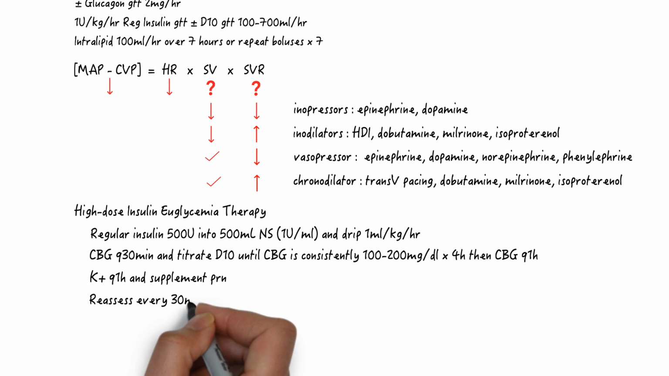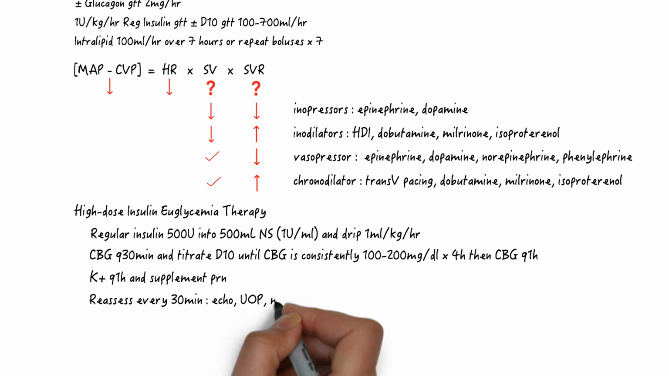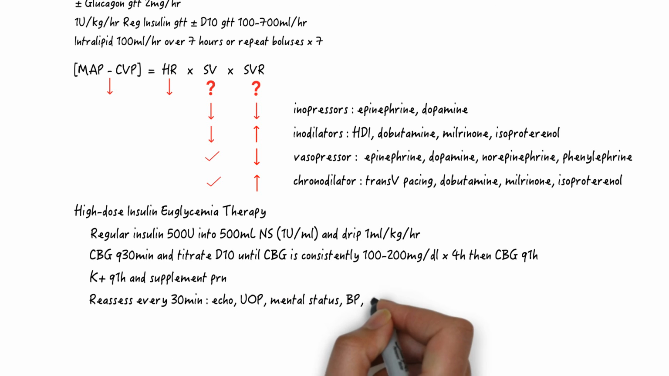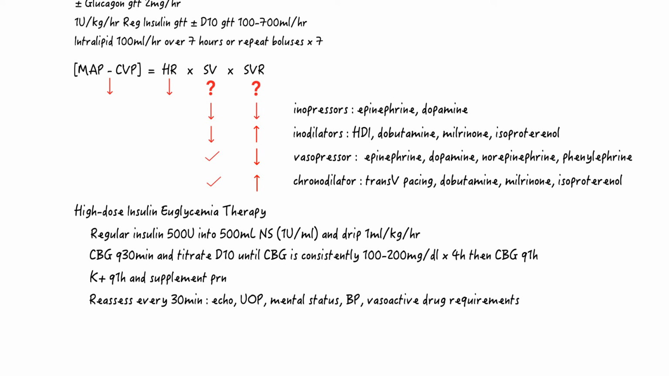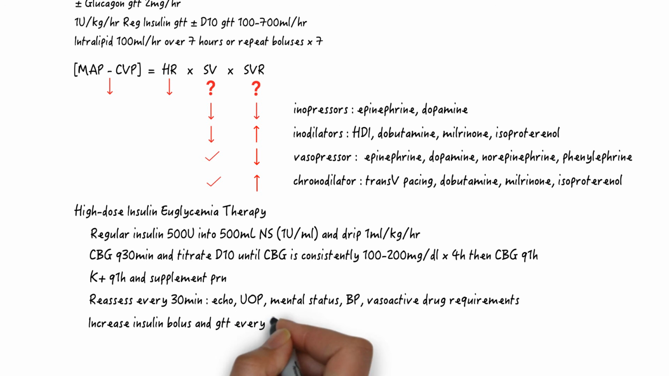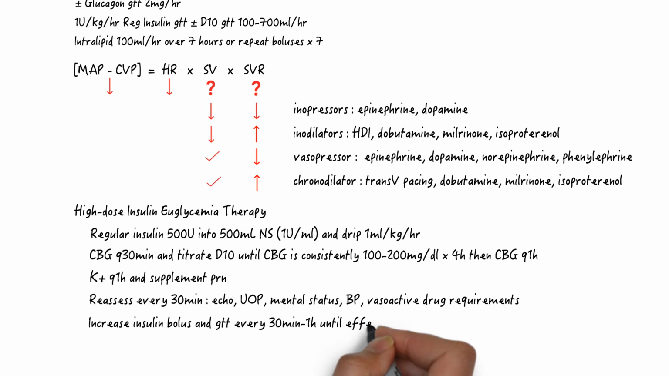After starting high-dose insulin, reassess with bedside echo every 30 minutes. This is how long it takes for the therapy to take effect. There's usually not an improvement in heart rate or even blood pressure. Monitor instead the ejection fraction, urine output, mental status, and your pressure requirements. Follow up with your toxicologist thereafter, but it usually involves increasing insulin boluses and drip rates every 30 minutes until effect.